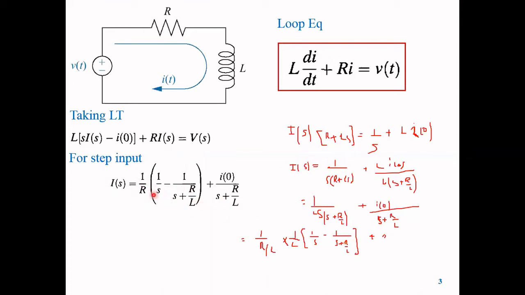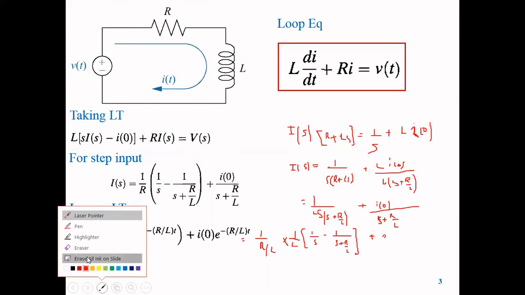So for this term, we have to take the inverse Laplace. For 1 over s, we get 1, and here in the exponent e raised to the power minus R over L times t, and I naught plus into e raised to the power minus R over L t. So for this simple circuit, we have to first find the Laplace transform and then solve, and then take the inverse Laplace.